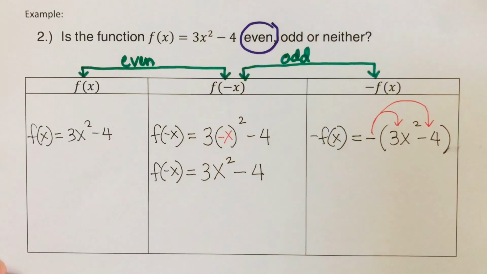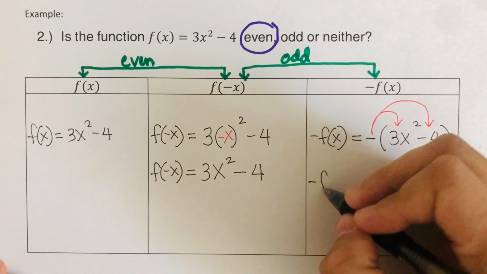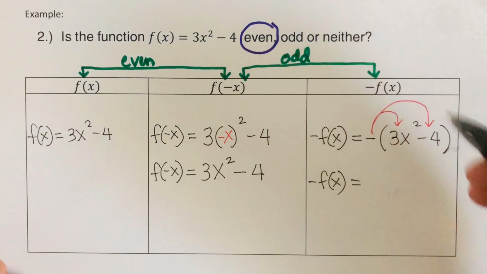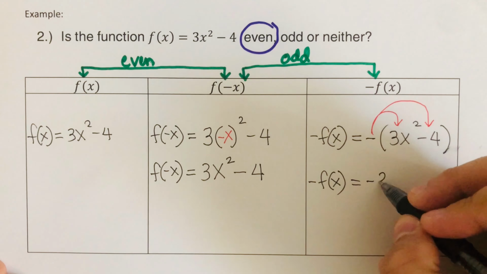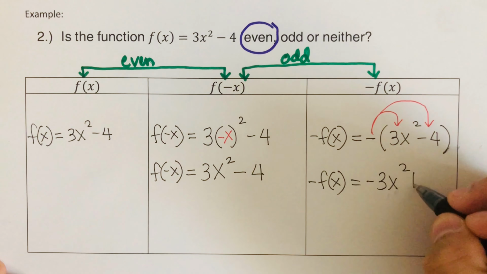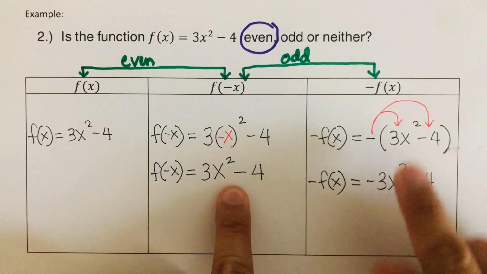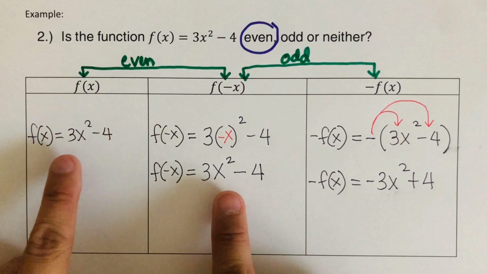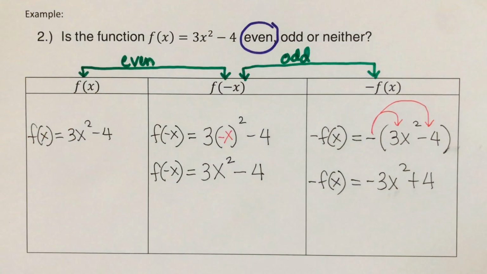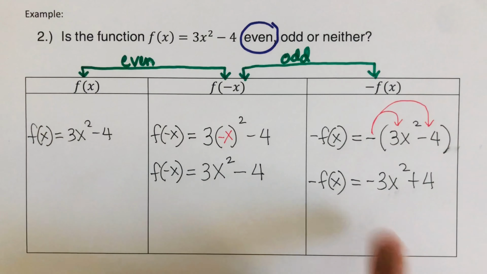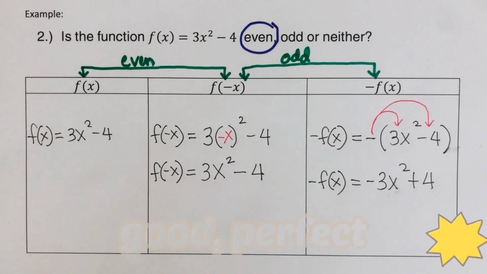inside the parentheses. So then our negative f of x is going to be a negative 3x squared and then a plus 4. So these two are not the same. That means it is not odd. But then these two are the same. So then this function is even. Did you get the same answer as this? Good. Perfect. Now let's move on to the third example right here.